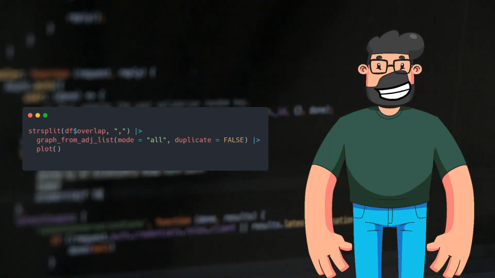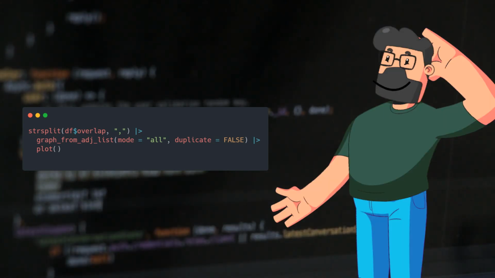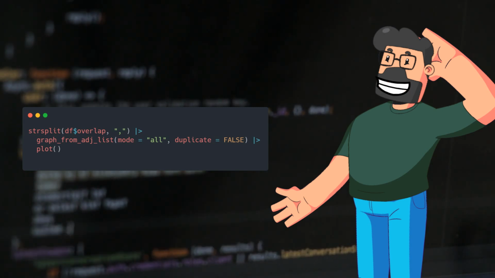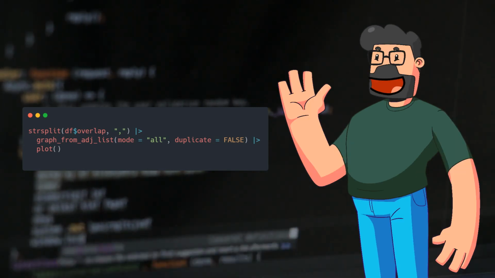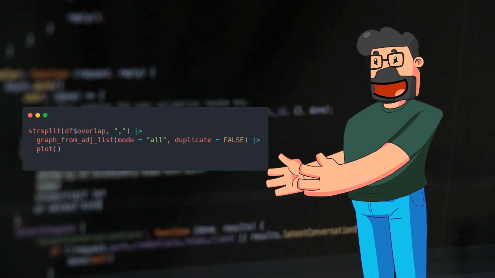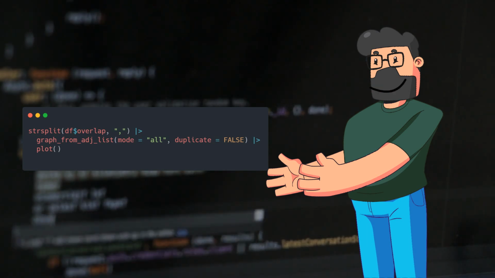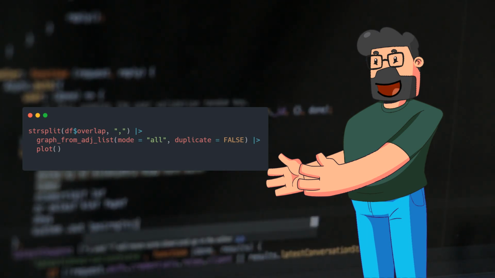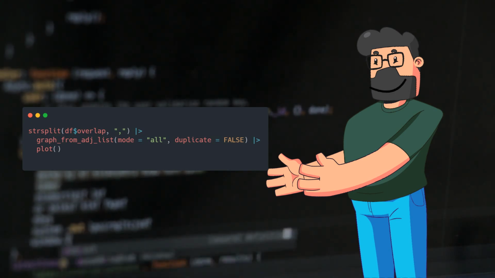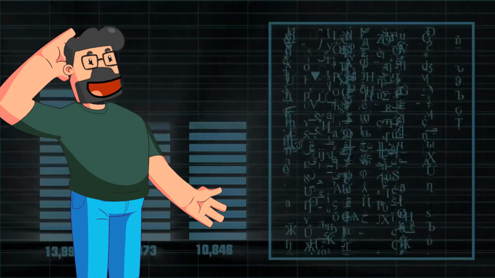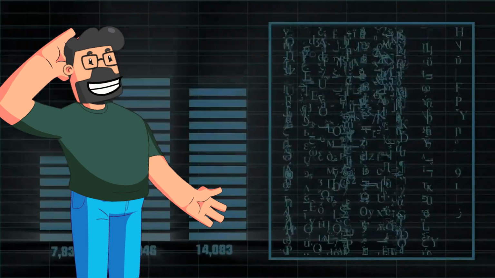Continuing with the solution, we further analyze the overlaps graph by splitting the values in the overlap column and generating a visual representation. This step gives us a better understanding of how the rows are connected based on their shared values. Visualizing the graph helps us see the relationships more clearly and aids in the decision-making process of retaining only one row per group.